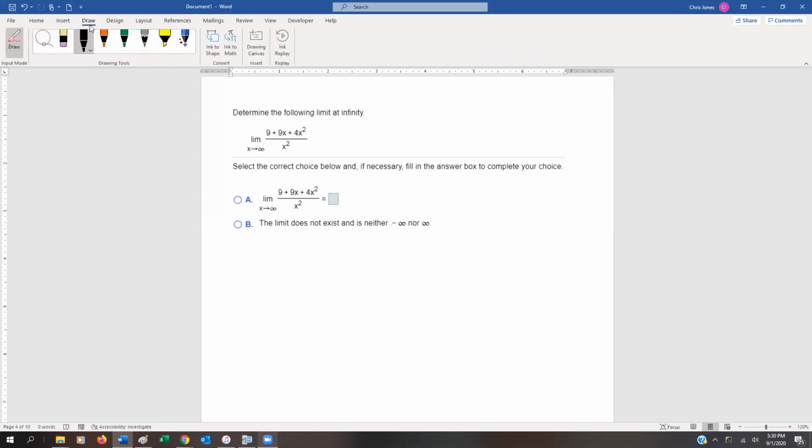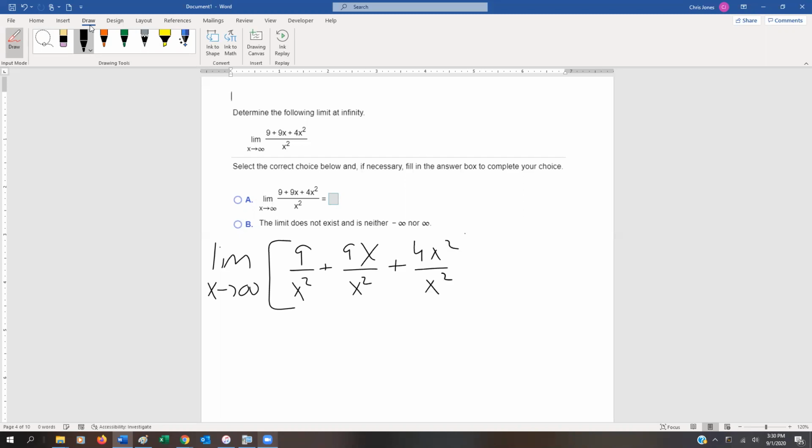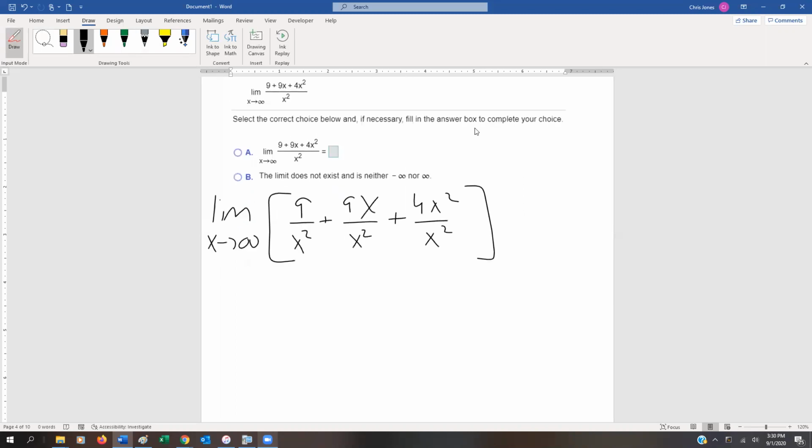So what we're going to do is some algebra magic, very similar to what we did in the previous section. And we're going to say limit as x approaches infinity of 9 over x squared plus 9x over x squared plus 4x squared over x squared. So we just use that monomial rule where we just divide everything by x squared.